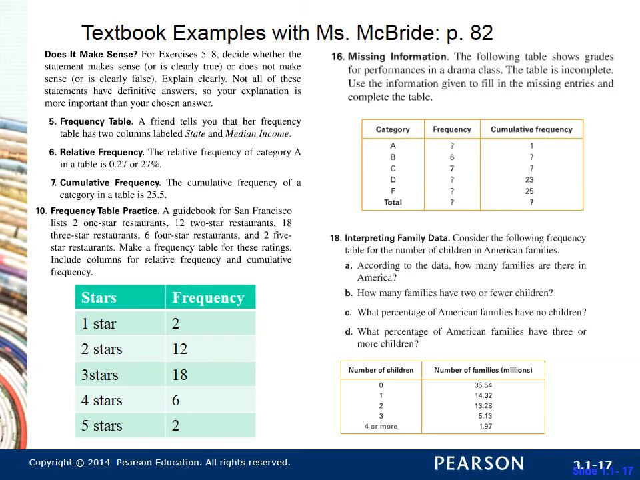All right, so part B, how many families have 2 or fewer children? So that means I'm going to add up the ones with 0, 1, or 2. So I'll add 35.54 plus 14.32 plus 13.28, because that's 2 or fewer, so I include the 2, and I'll get 63.14 million. So pause and add those up if you're not sure.